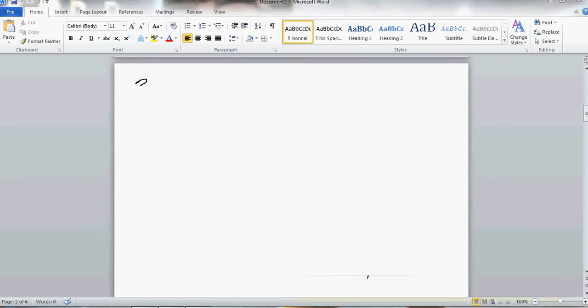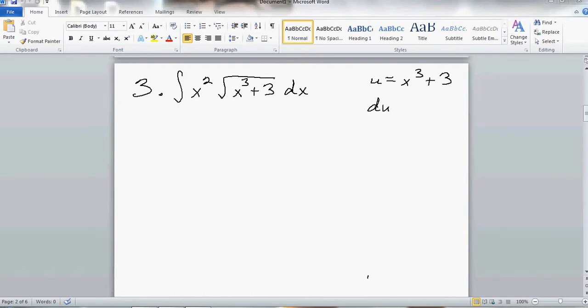Number 3 says evaluate the integral. So we have to determine what we're going to use. We've got x squared times the square root of x cubed plus 3 dx. Now look, this is the most complex part, so taking the innermost part, that's what I'm going to let u equal. u equals x cubed plus 3. Then I'm going to take the derivative of both sides, which will be 3x squared dx, and immediately solve for dx. dx is equal to 1 over 3x squared du.